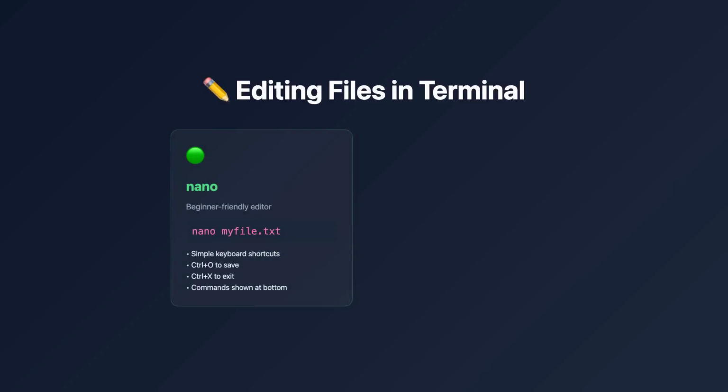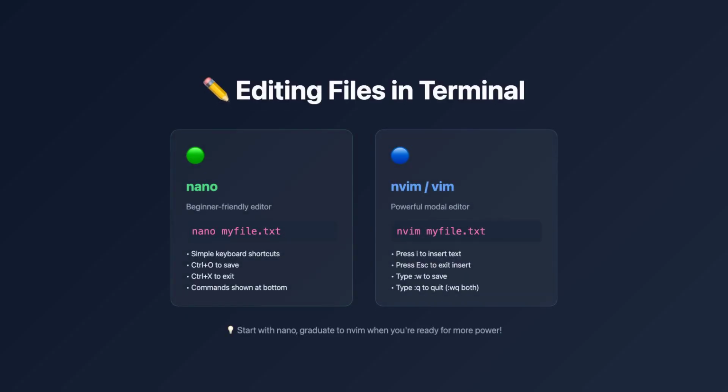Sometimes you need to edit files directly in the terminal. Nano is a beginner-friendly editor that's easy to learn. It shows keyboard shortcuts at the bottom of the screen. Ctrl-O saves the file, Ctrl-X exits. For more power, there's Vim or NeoVim. Vim has a steeper learning curve, but is incredibly powerful.